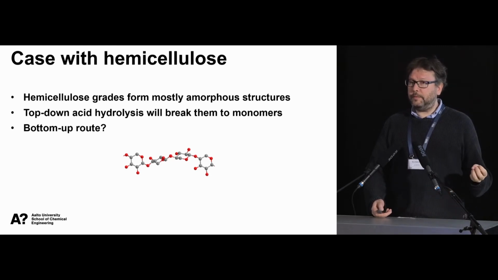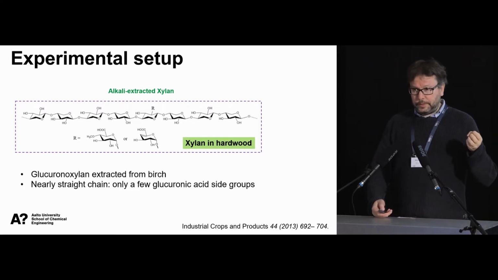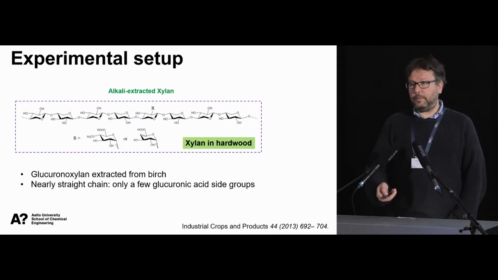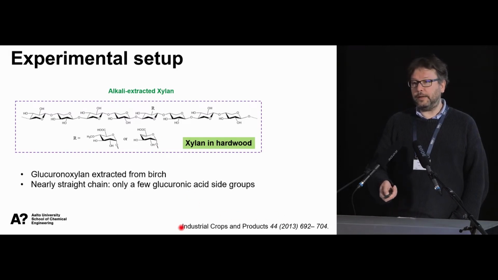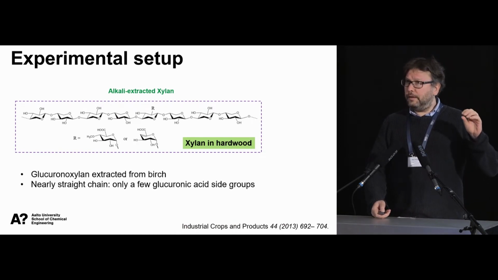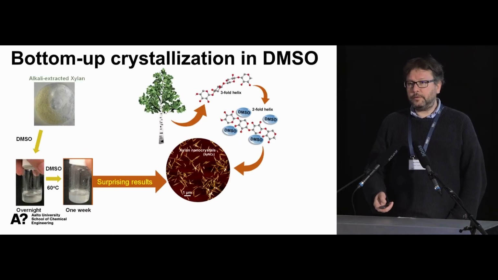If you want to get crystals out of hemicellulose, a bottom-up route from dissolved hemicellulose would seem like the right thing to do. So we set out here with a highly straight-chain xylan extracted from birch. There's a publication quoted where, if you want to get into the details of the characteristics of that hemicellulose, there's very little other than xylan. So it's pretty much straight-chain xylan with methyl glucuronic acids dotted here and there, maybe 1 in 20 units or so. So a straight chain.